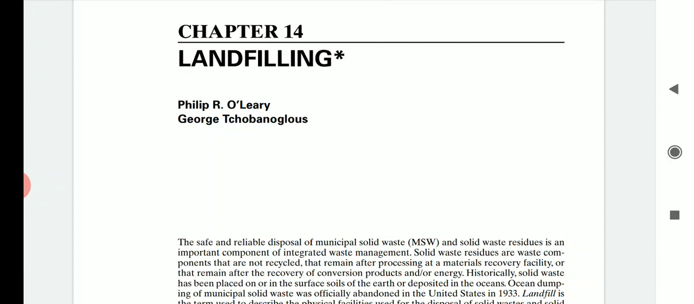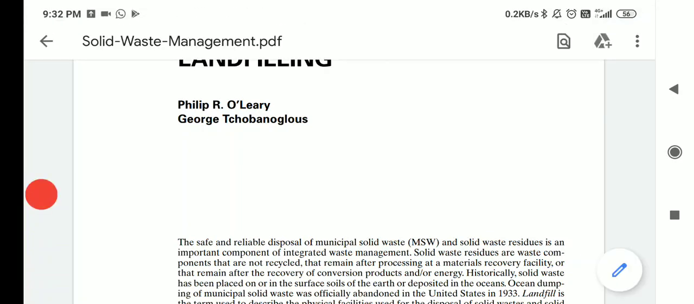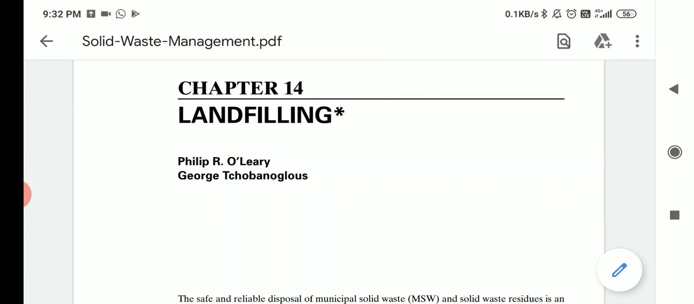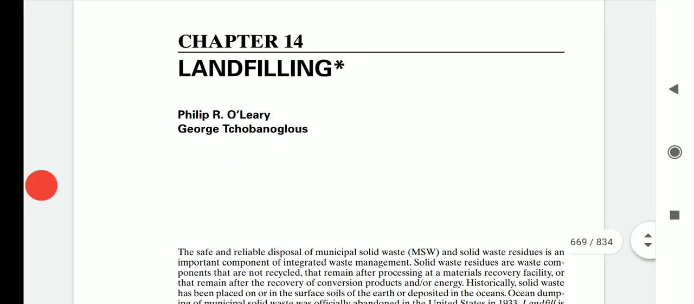In the third module we studied composting. What is the meaning of composting, aerobic composting, anaerobic composting, and the microbiology of that composting. So after this composting we have another concept called landfilling.